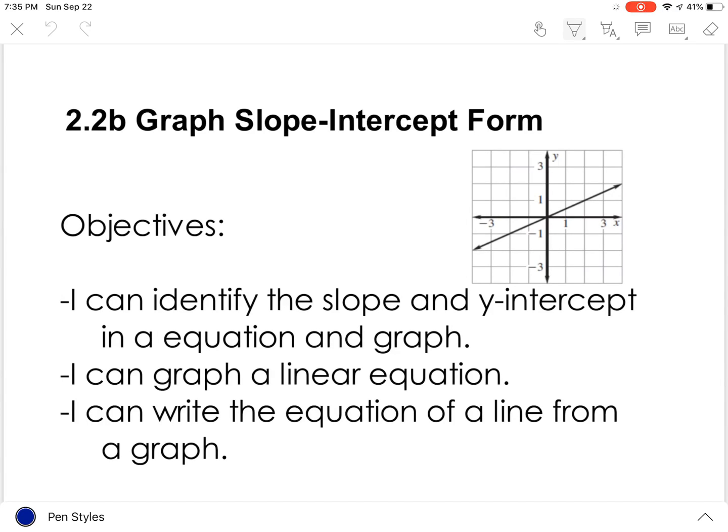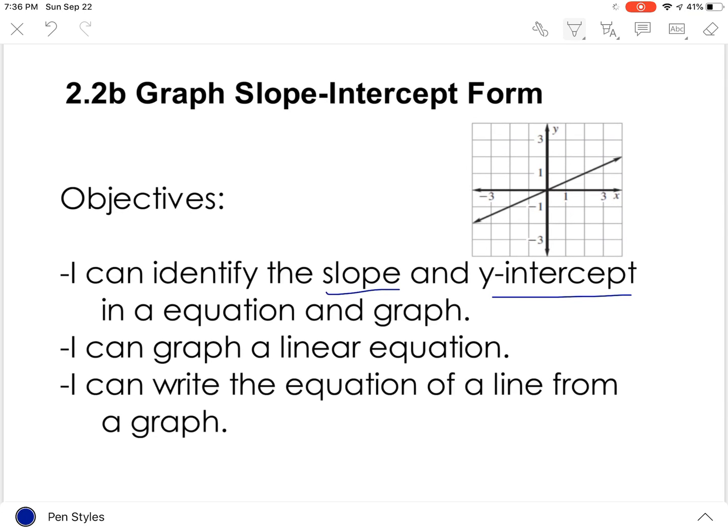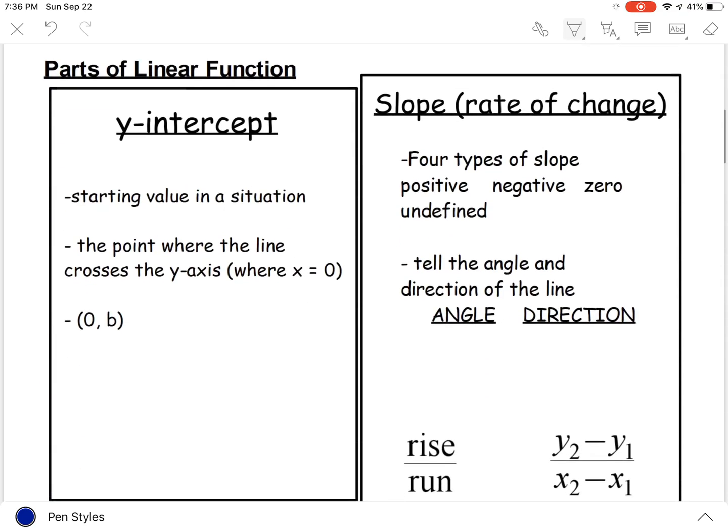2.2b is on graphing slope-intercept form. So we want to be able to identify slope and y-intercept in an equation and a graph. We want to be able to graph a linear equation and then write the equation of a line from a graph. So first off, let's review.